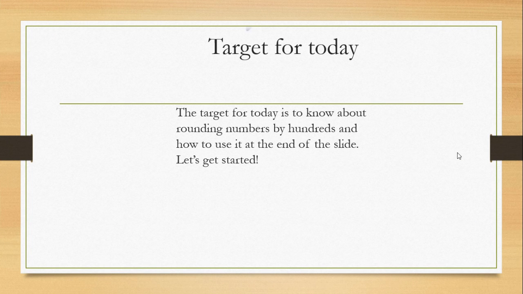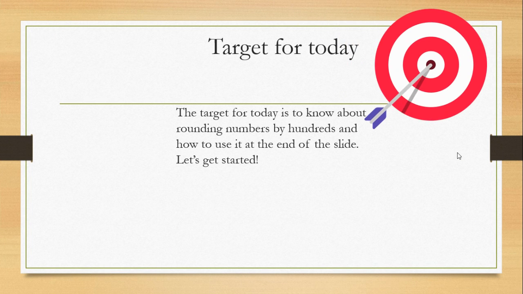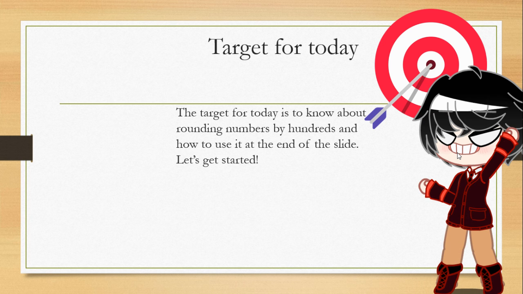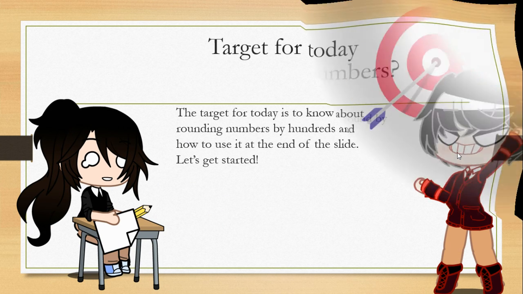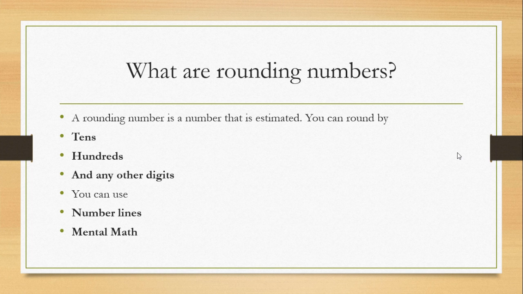Target for today. The target for today is to know about rounding numbers by hundred and how to use it at the end of the slide. Let's get started. What are rounding numbers? A rounding number is a number that is estimated. You can round by tens, hundreds, and any other digit. You can use number lines and mental math.